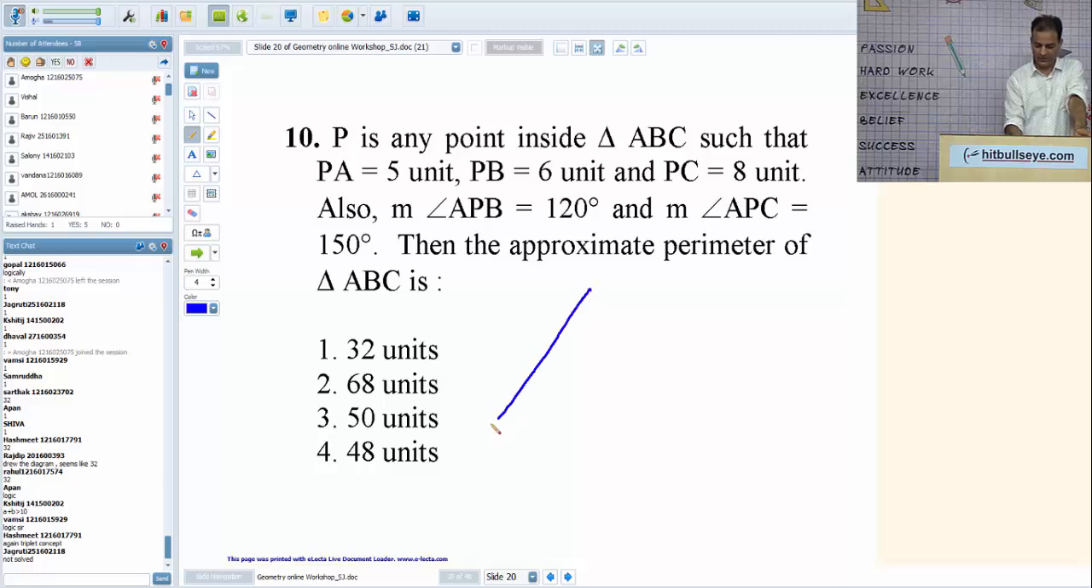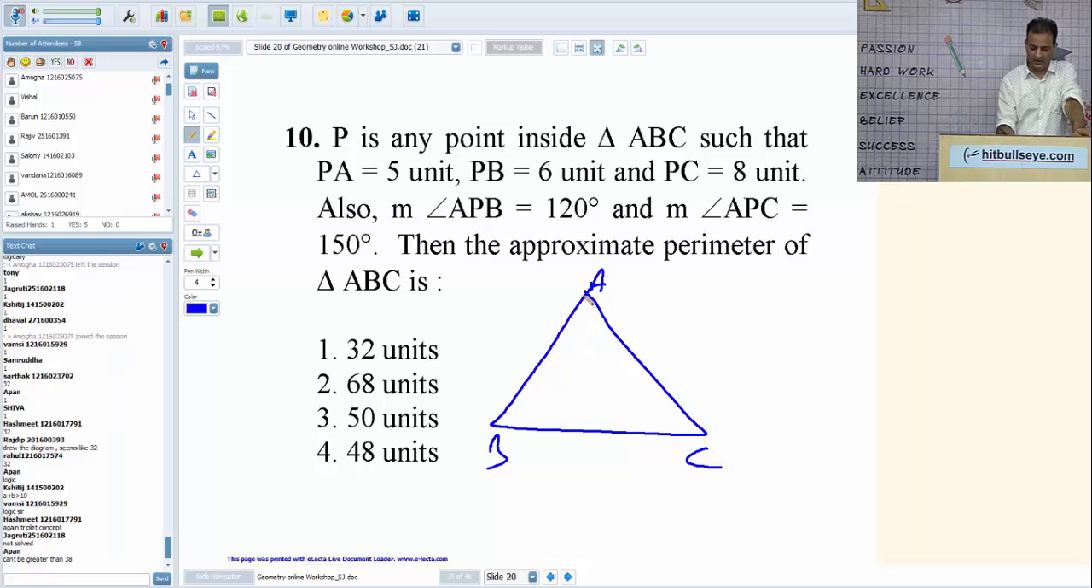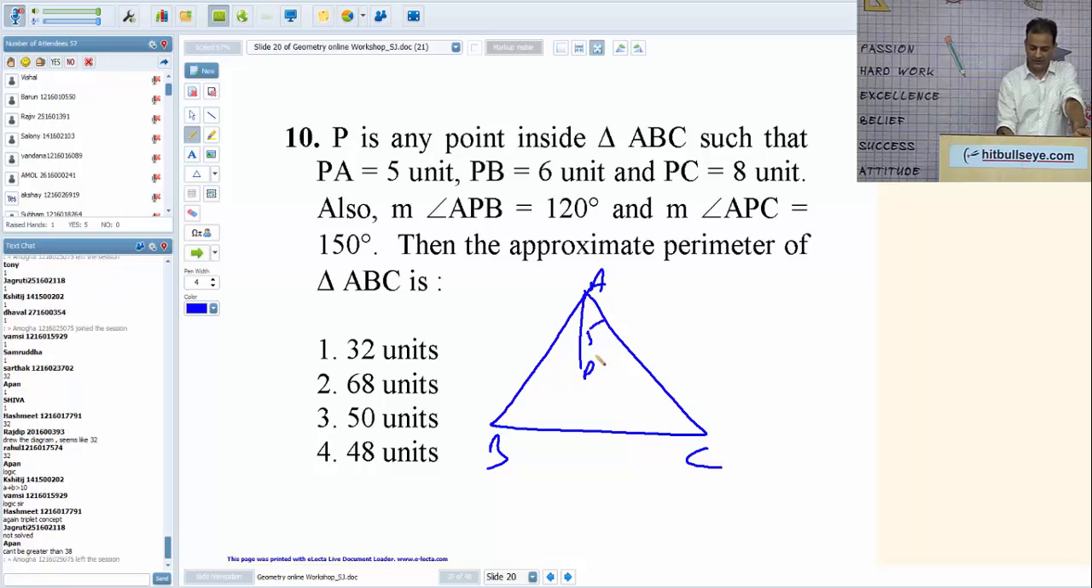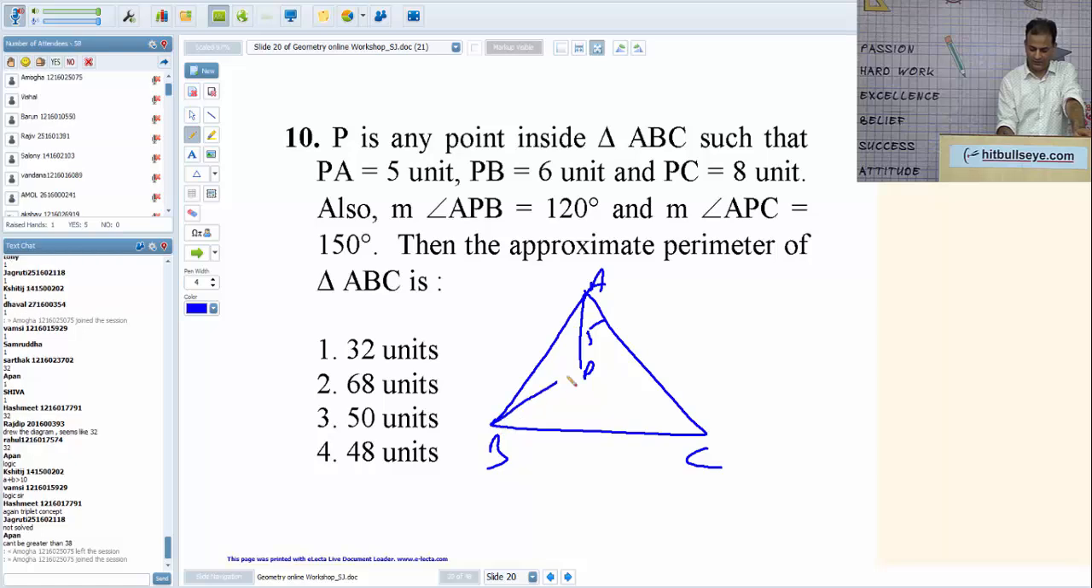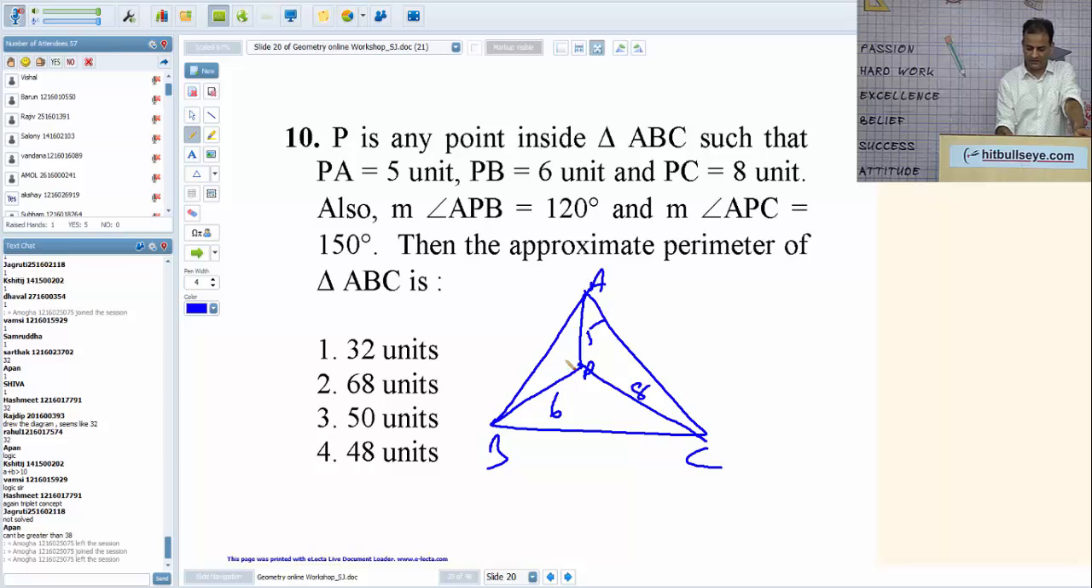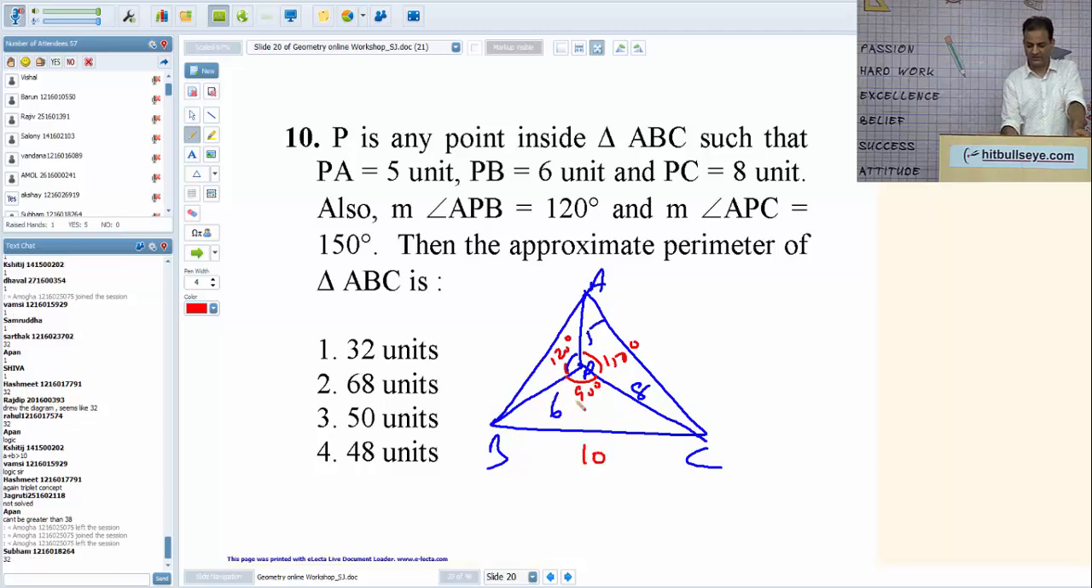Simply, you can see P is a point in triangle ABC. If this is P, PA is 5 and PB is 6 and PC is 8 units, and this angle APB is given as 120, this is given as 150, and this will be 90, because the total should be 360. So this is very clear. 6, 8, 10.